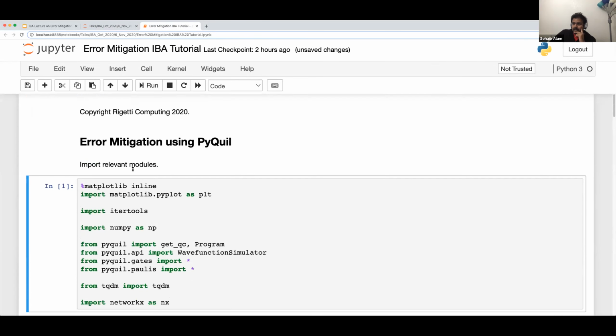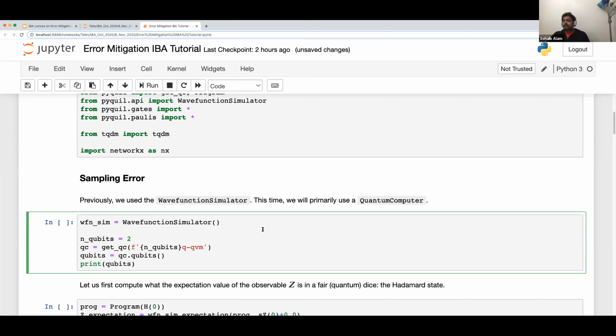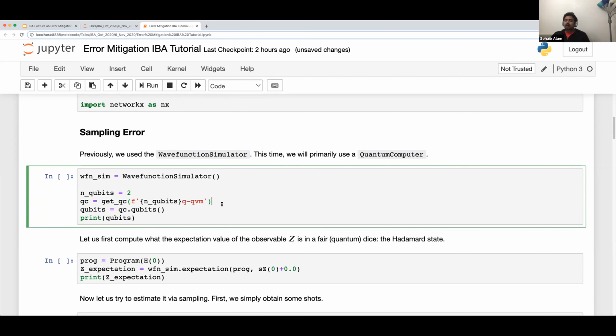There we go. Okay. So the last time we used the wave function simulator, this time we will primarily use what we call in-house a quantum computer object. And so in your previous QAOA tutorial notebook, you must have seen something like this, the wave function simulator. Now I'm basically just saying I'm going to get a 2-qubit QVM.